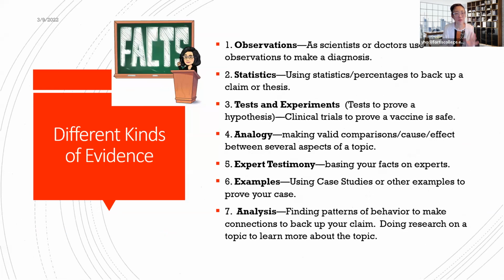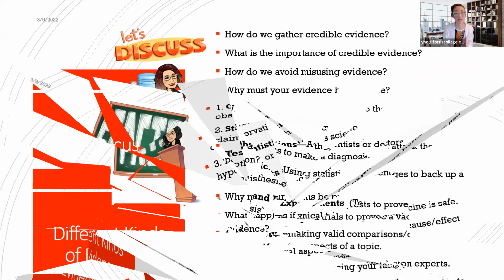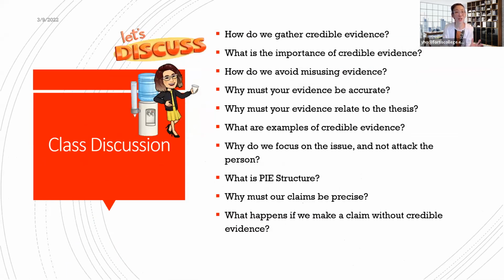And then different kinds of evidence that's considered credible. So here are different kinds of credible evidence: observations, statistics, tests and experiments, analogies, making valid cause and effect comparisons, expert testimony, examples, and analysis. These are all considered different kinds of credible evidence. That's why a lot of students were writing all those percentages, because they were trying to present credible evidence to back up whatever claim that they were making.